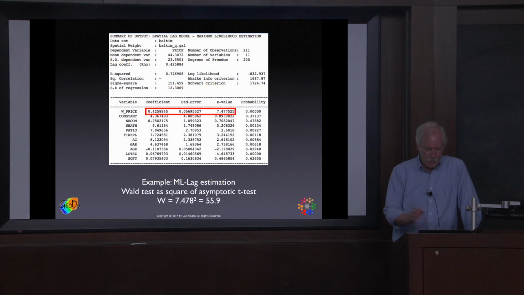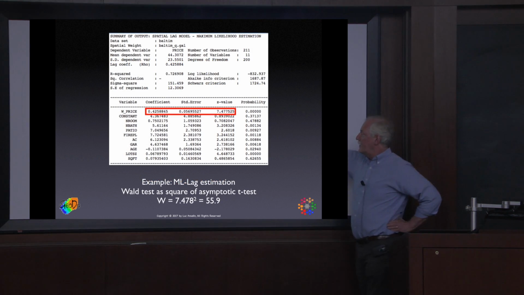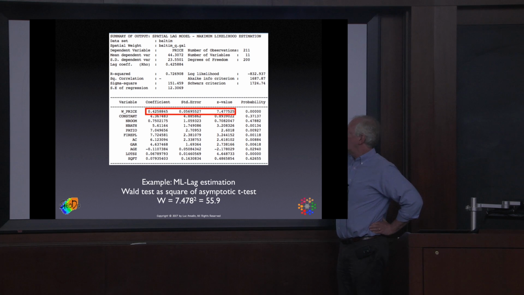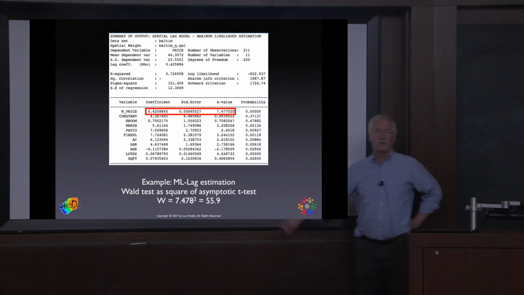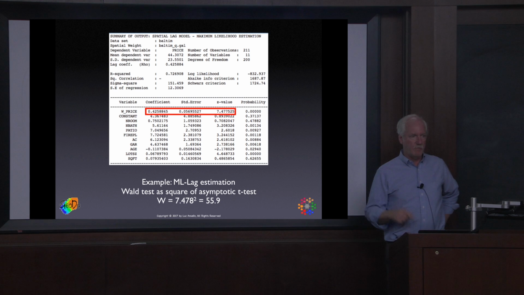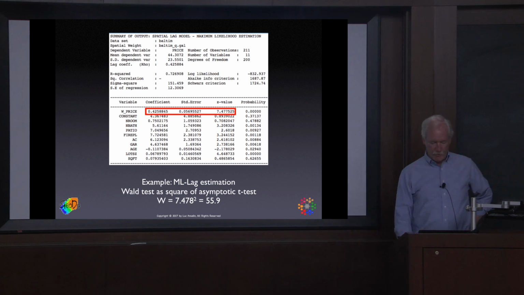The second one, so for example, in lag estimation, maximum likelihood in GeoDa, you have the z value. That's your standard normal thing. The square of it is a chi-square variate. So just keep this in mind. We'll compare them as we go through them. So here, that would be highly significant. I think the critical value for chi-square with 1 degree of freedom is like 3.8 or something like that. So this is way, way larger.